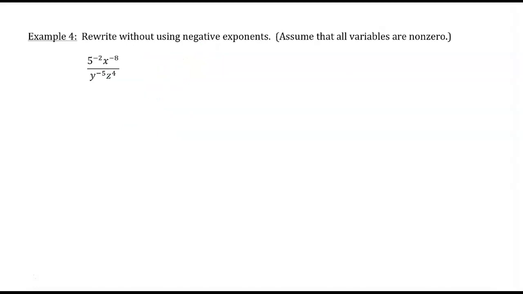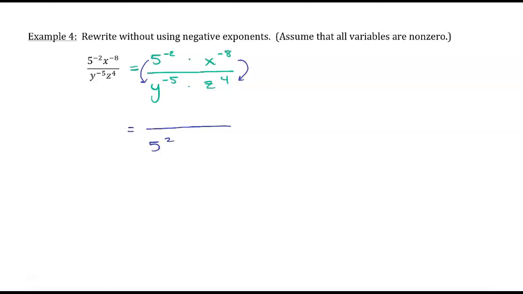In example 4, there's a few more things going on, but we'll take it one piece at a time. First, let's look at 5 to the negative 2. Since we have a negative exponent in the numerator, we want to move that to the denominator and make it a 5 squared. We also have an x to the negative 8 in the numerator. We will move that to the denominator and change the exponent to a positive.